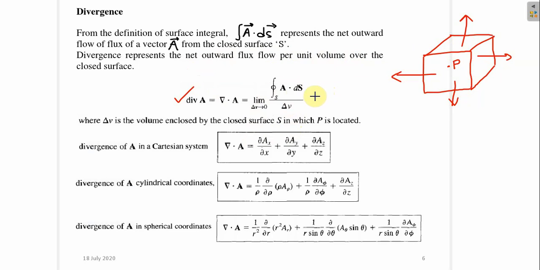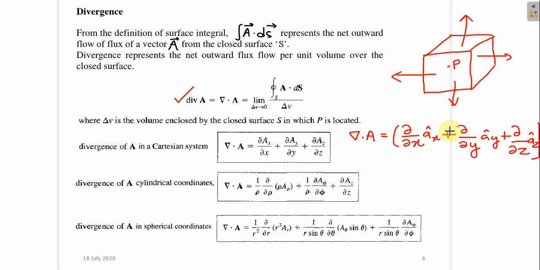So we have seen the mathematical definition. Now, divergence in the Cartesian system is this. How is it obtained? We know that it is del dot A. So what is the del operator? In the Cartesian system, it is del/del x ax plus del/del y ay plus del/del z az. So this is your del operator.